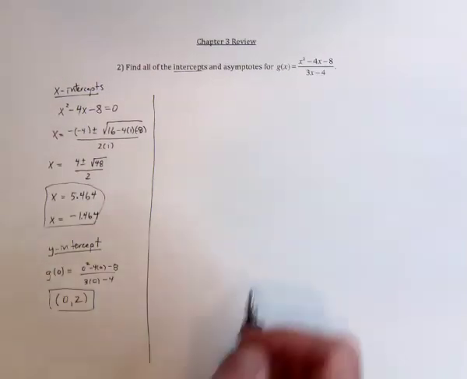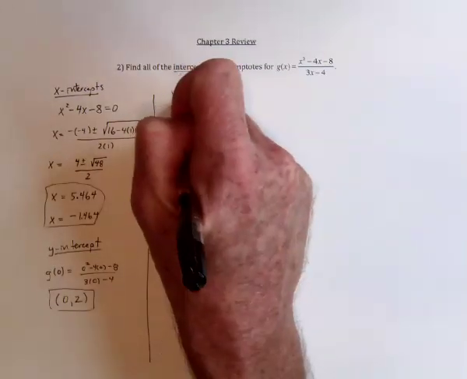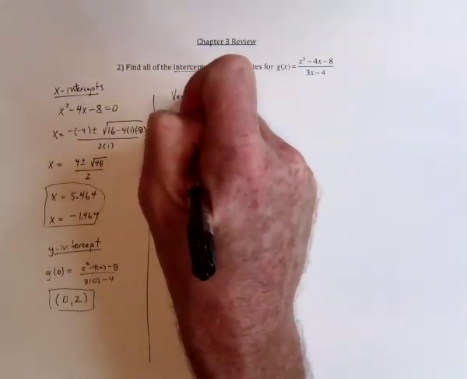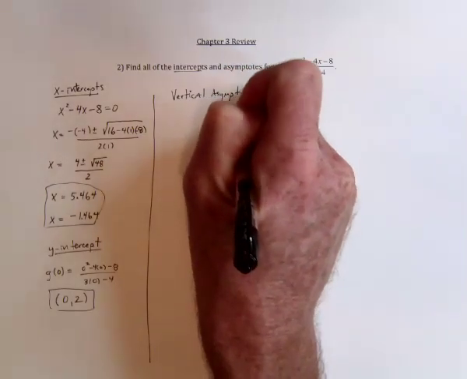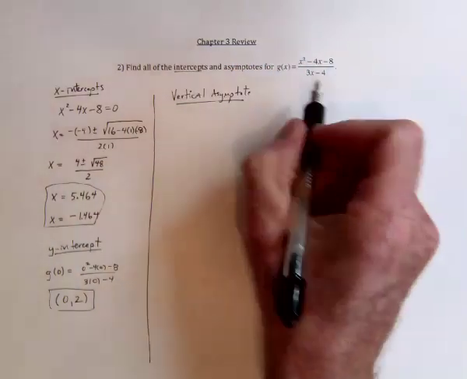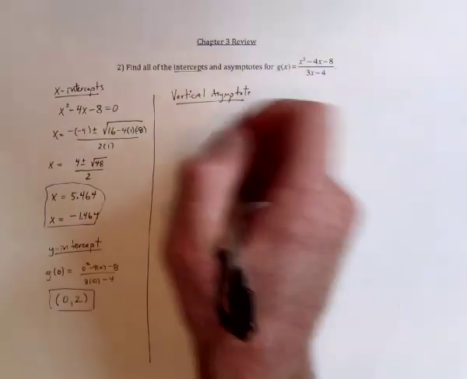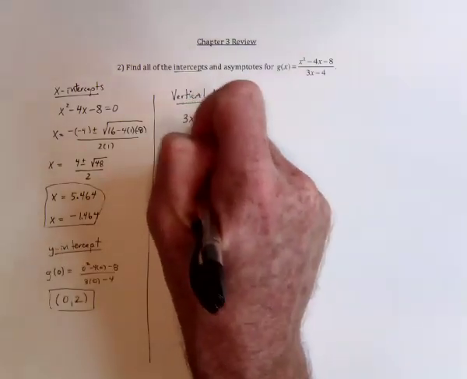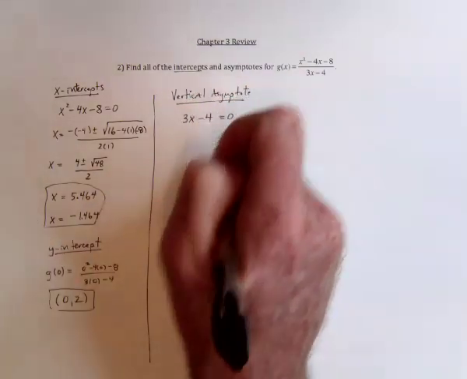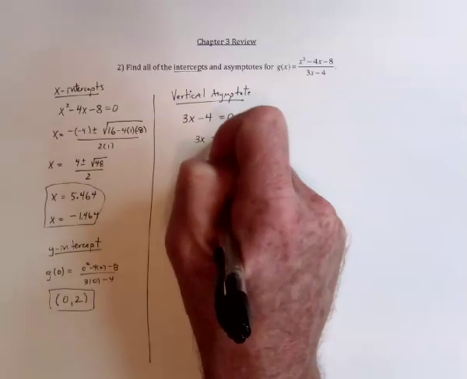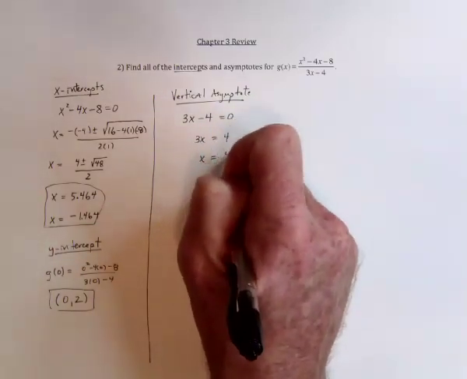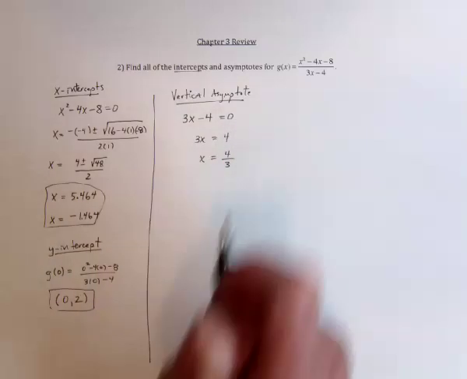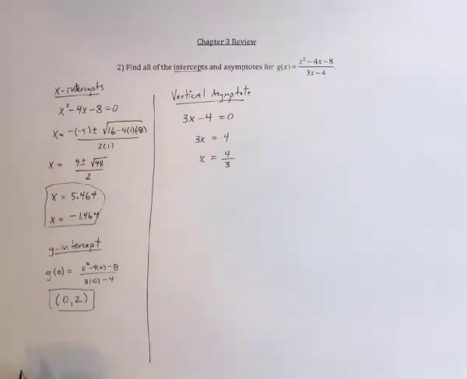And now on to asymptotes. First, I'll do the vertical asymptote. And that's where the denominator is equal to 0. So where is the function undefined? So add 4 to both sides. Divide by 3. So the function is undefined at 1 1/3 or 4/3.